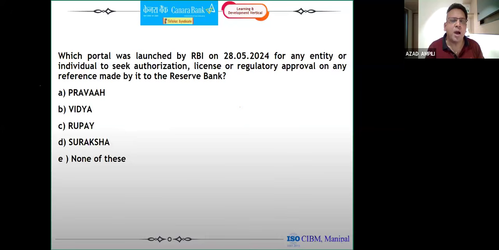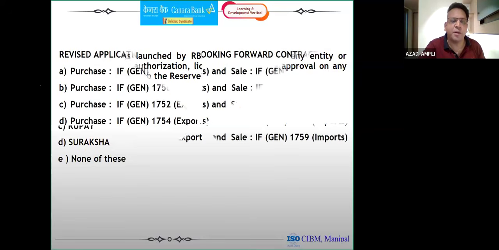Which portal was launched by RBI on 28 May 2024 for an entity to seek authorization? PRAVAAH. Very good. Good going, participants. Keep answering whenever I'm giving questions.